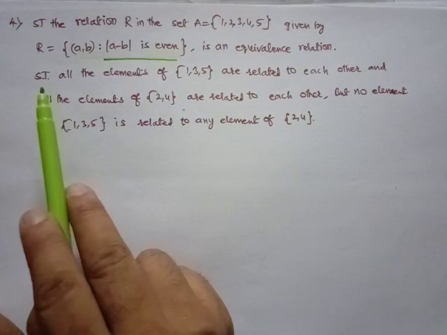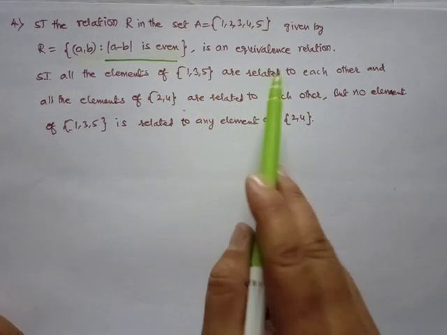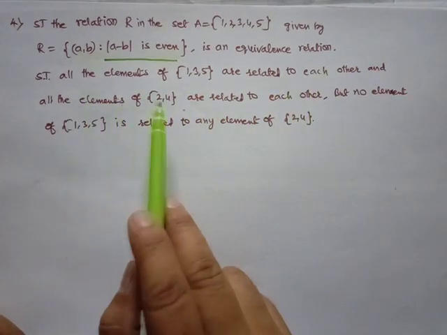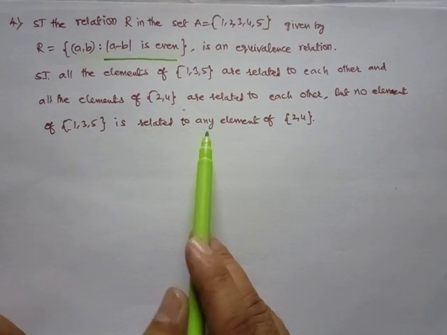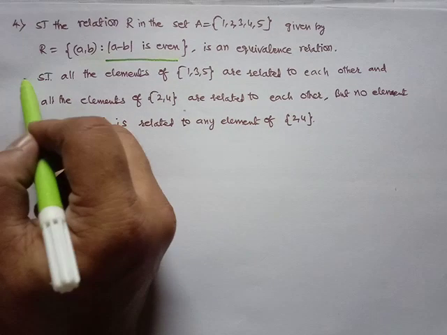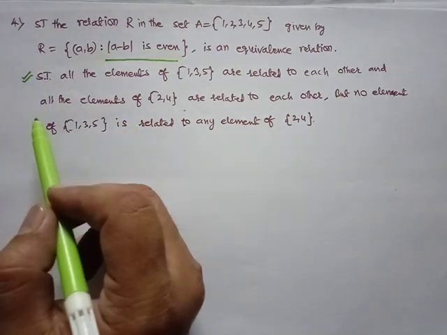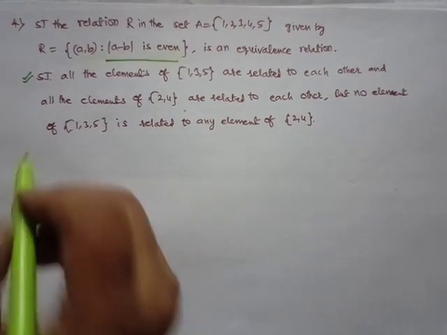And next, show that all the elements of {1, 3, 5} are related to each other and all the elements of {2, 4} are related to each other, but no element of {1, 3, 5} is related to any element of {2, 4}. So this second part can be done directly by writing the relation R here.